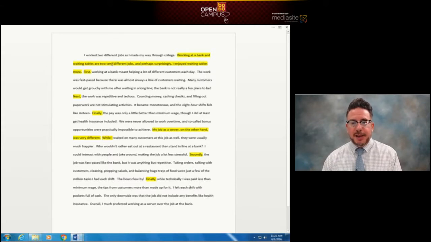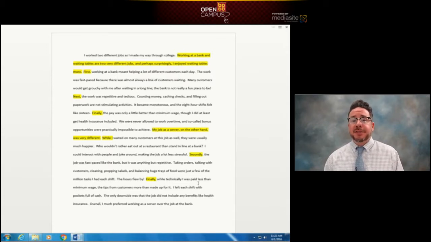So you'll notice that I've got the same basic supporting points up here, customers, repetitive work, and pay. And then in the second half, I have customers, fast-paced work, and the pay. So the same supporting points are presented in the same order. So which method is this using? Is this subject by subject or point by point?